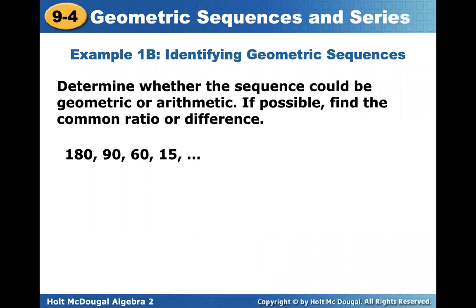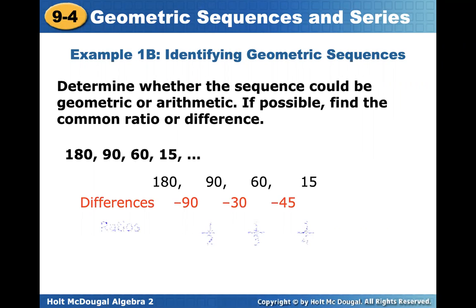What about here? Determine whether the sequence could be geometric or arithmetic, and if possible, find the common ratio or difference. There's definitely a pattern to this, but it doesn't appear to be either one of those, does it? There's no way it's arithmetic because we go down 90, we go down 30, we go down 45, okay? So it's not arithmetic.